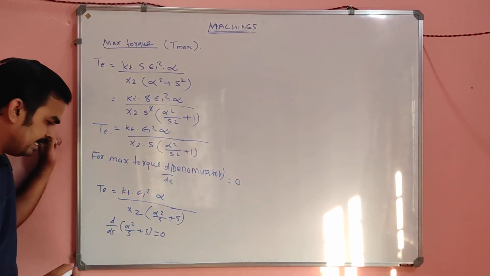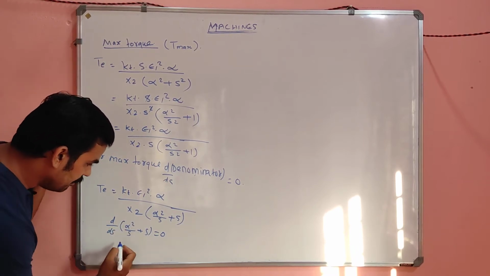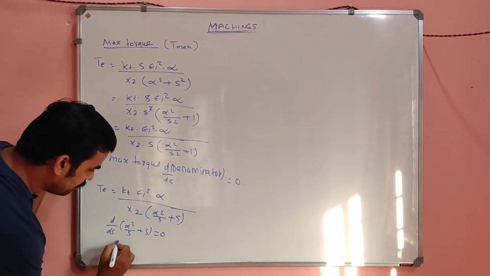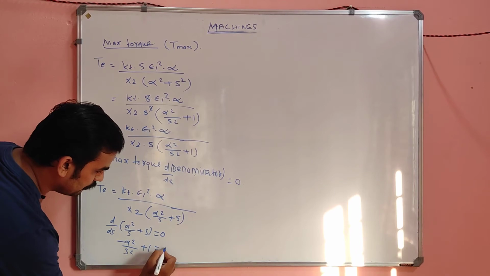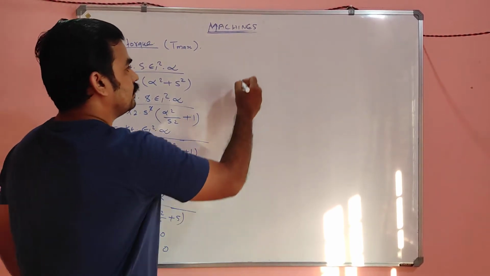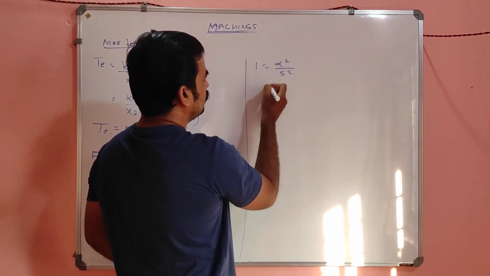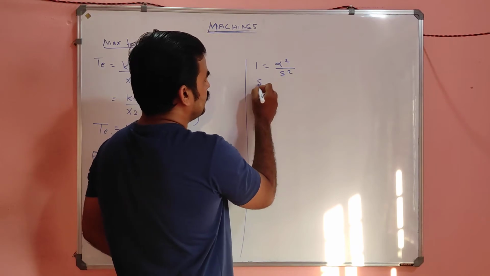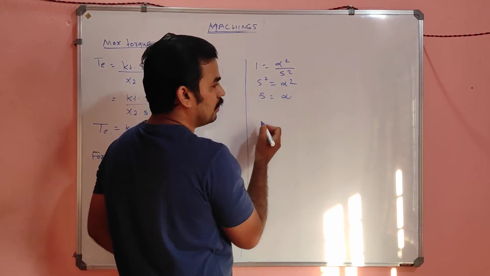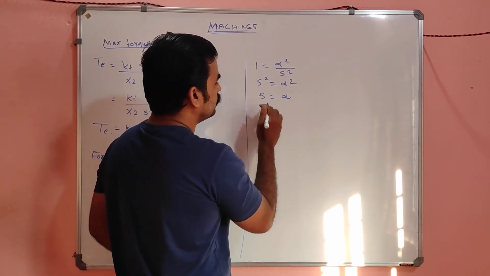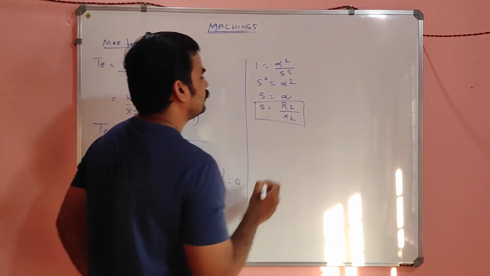This x2 is a constant, you can take it outside and it will vanish. No need to do that. It will become minus alpha square by s square, correct? Plus 1 is equal to 0. Or I can say 1 equals alpha square by s square. Or s square equal to alpha square, or s will be equal to alpha. What is alpha? R2 by x2. Very, very important relation.